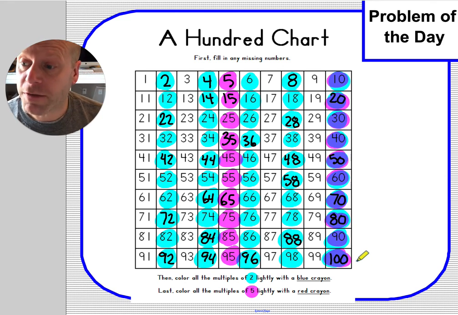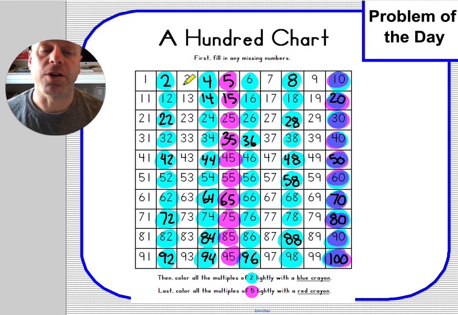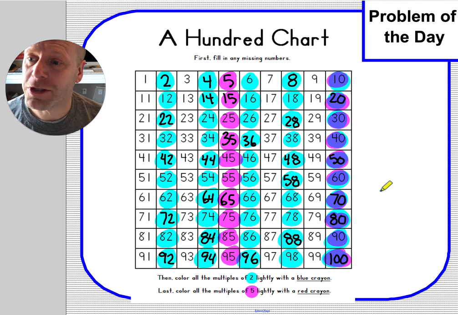So what I'm going to be looking for when I see this from you is I'm going to see your multiples of 2. Then I'm going to see your multiples of 5. And hopefully a complete hundreds chart.